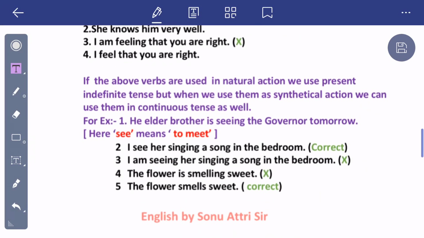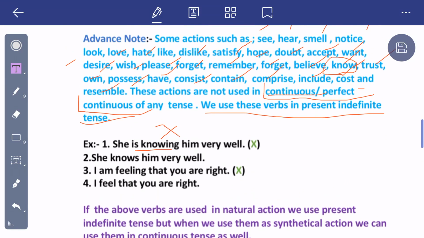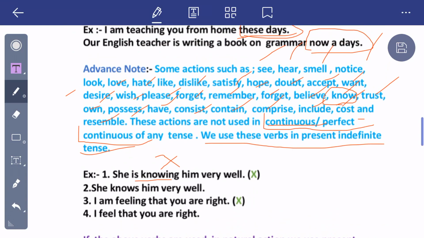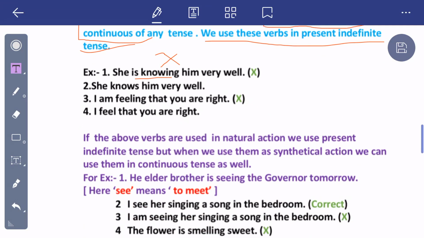Okay, now let's have a look at this. If the above verbs are used in a natural action, we use present indefinite tense. Natural action means, I will clear this thing to you also. If these are used in a natural action, we will use present indefinite tense. But when we use them as a synthetical action, we can use them in continuous tense as well.